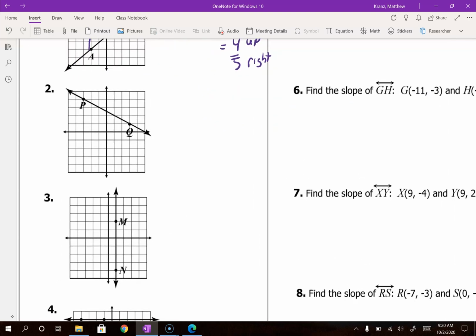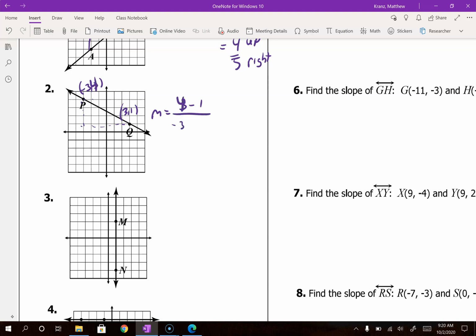Number 2, now we can count the slope by going up or down first. You go this way and this way, so it'd be negative 3, 6. So let's see if that works out. This point here is negative 3, 4. This point here is 3, 1. So we take our two y's and subtract them. 4 minus 1.